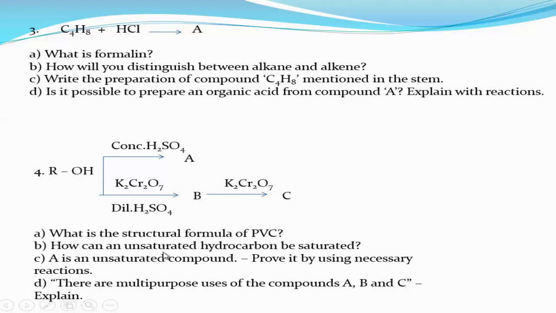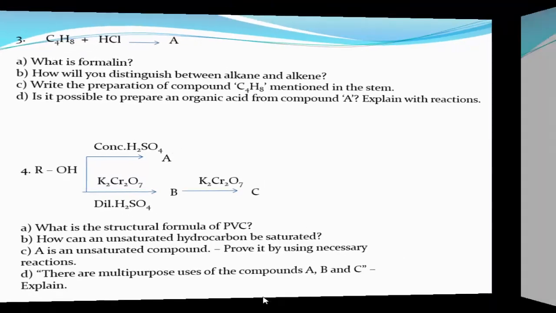What is the structural formula of PVC? You know. How can an unsaturated hydrocarbon be saturated? By the reaction of bromine water or potassium permanganate. A is an unsaturated compound. Alkene is an unsaturated compound. Prove it by using necessary reactions. You know that there are multipurpose uses of compounds A, B, C. A is alkene, B is ethanol or aldehyde, and C is organic acid. So you can easily write the uses of alkene, aldehyde and organic acid.